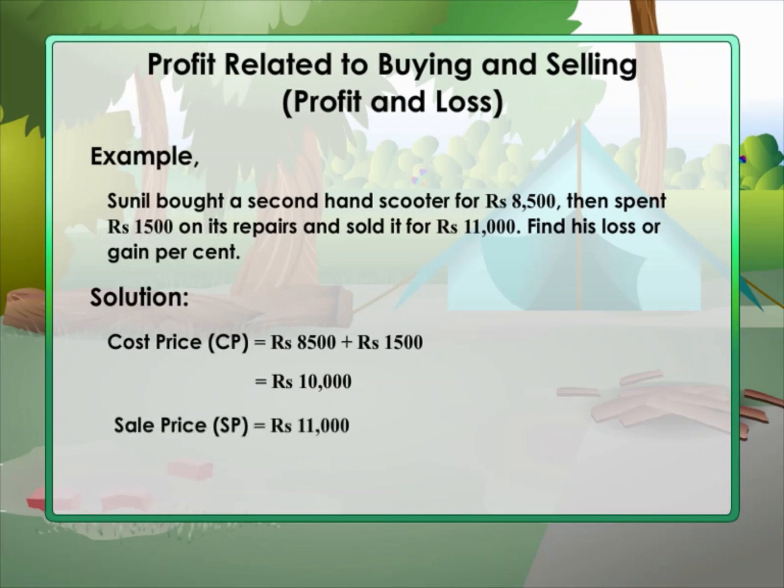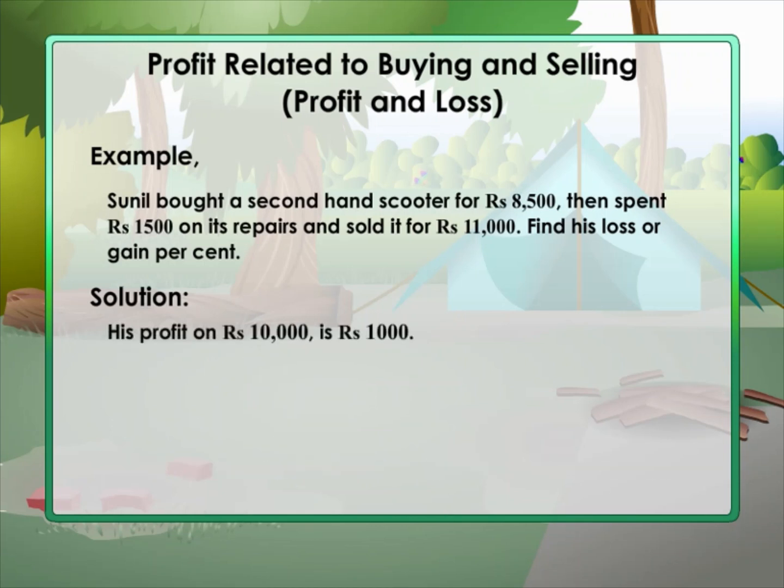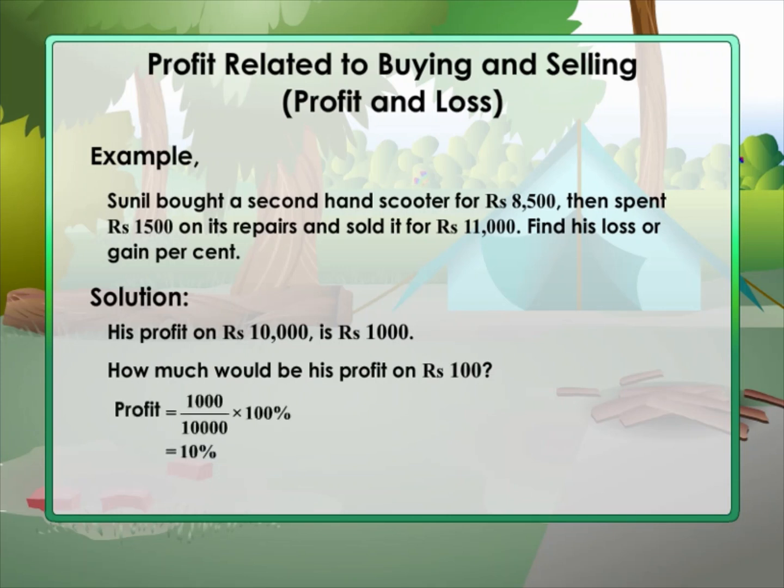Then he sold the scooter for rupees 11,000. So here the selling price is equal to 11,000. As selling price is greater than the cost price, he made a profit equal to rupees 11,000 minus rupees 10,000. So his profit on rupees 10,000 is rupees 1,000. Now let us calculate how much would be his profit on rupees 100. Profit is equal to 1,000 divided by 10,000 into 100%. After cancelling the zeros, we get 10%.